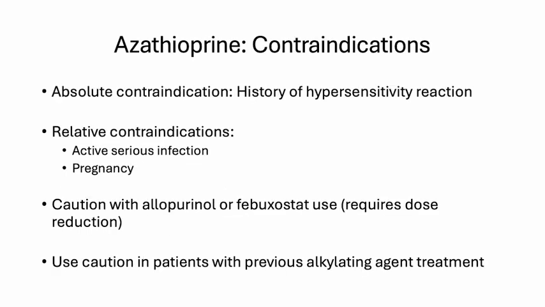The absolute contraindication for azathioprine is a history of hypersensitivity reaction, as re-challenge can be fatal. Relative contraindications include active serious infections and pregnancy. Special caution is needed when using azathioprine with allopurinol or febuxostat. These drugs can inhibit xanthine oxidase, one of the enzymes that metabolizes azathioprine. If these drugs must be used together, the azathioprine dose should be reduced by 75% to avoid toxicity. Care should also be taken when prescribing azathioprine to patients with a previous treatment history of alkylating agents, as this may increase the risk of adverse effects.